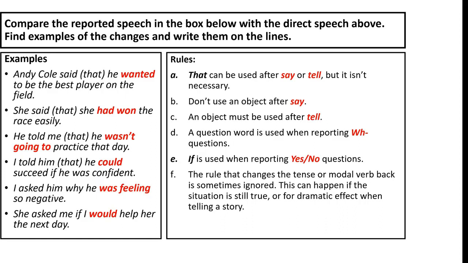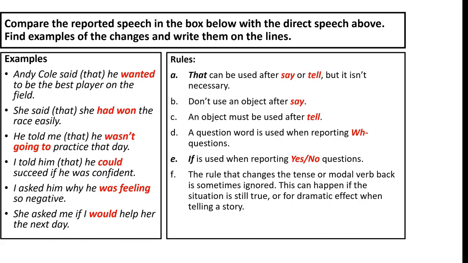The second one, she said that she had won the race easily. In the rules, don't use an object after say. It means you cannot say she said me or she said him, because you don't need an object after the word say. The third example, he told me that he wasn't going to practice that day. In the rules, an object must be used after tell. So you have to say, he told me, he told him, he told her, and so on.